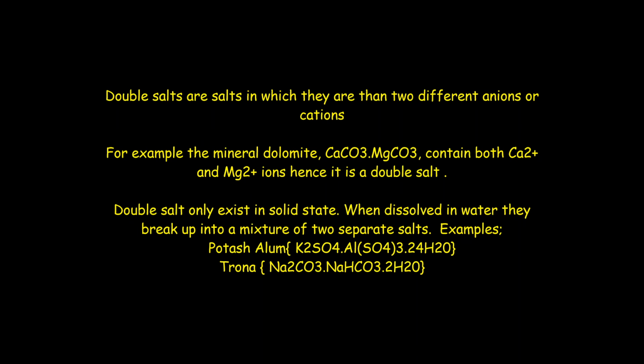Now let's finalize with the double salts. Double salts are salts in which there are 2 different anions or cations. For example, the mineral dolomite, that is calcium carbonate and magnesium carbonate, contains both the calcium 2+ ions and magnesium 2+ ions. Hence, it is a double salt because it contains calcium and magnesium ions together.